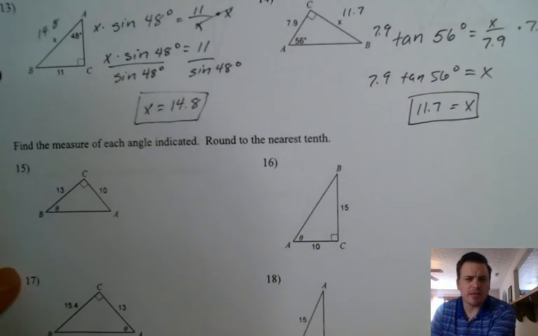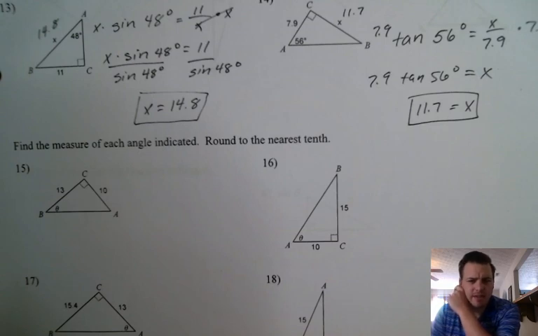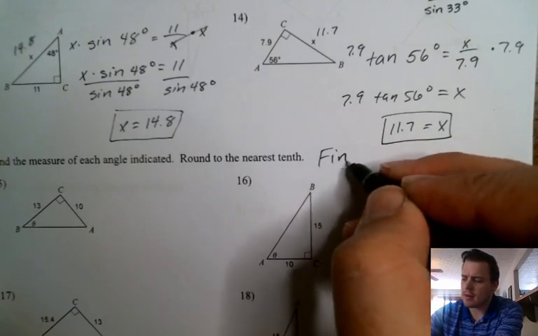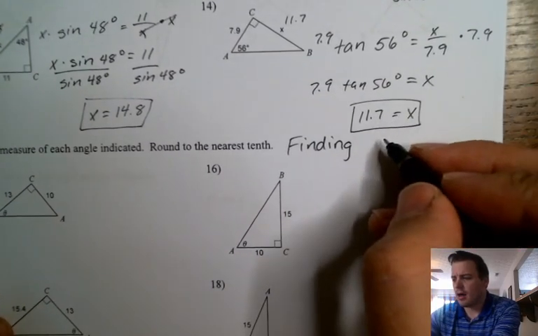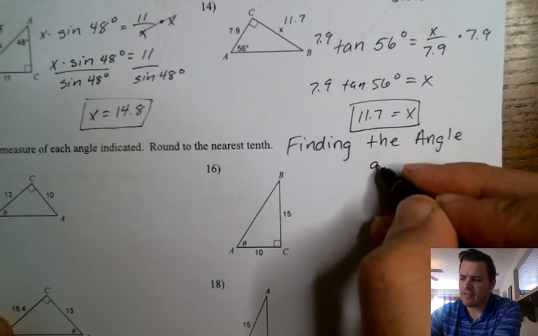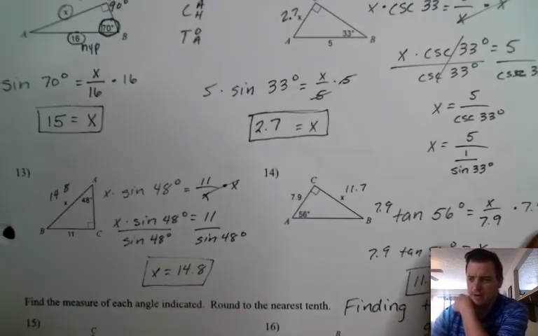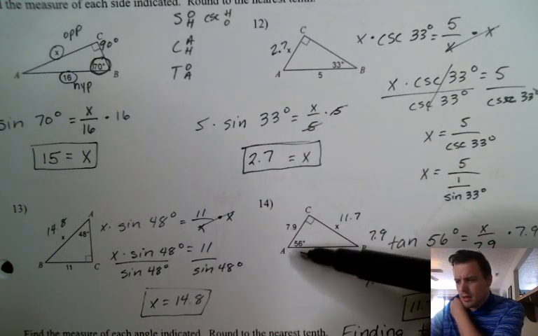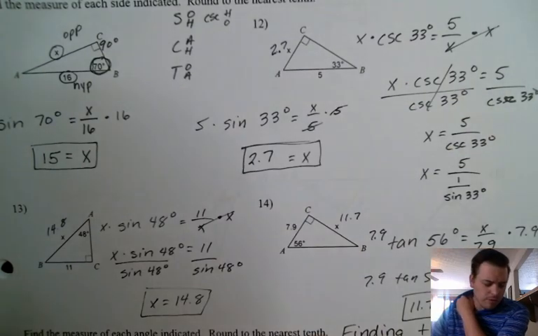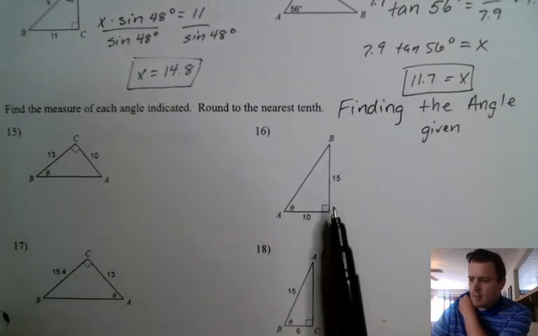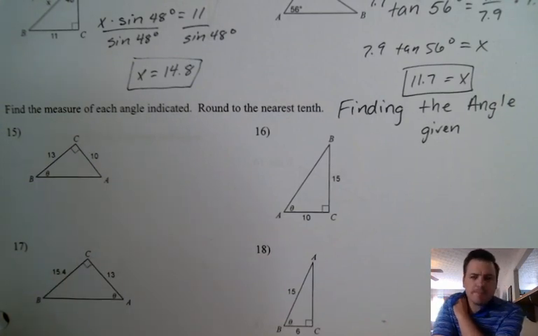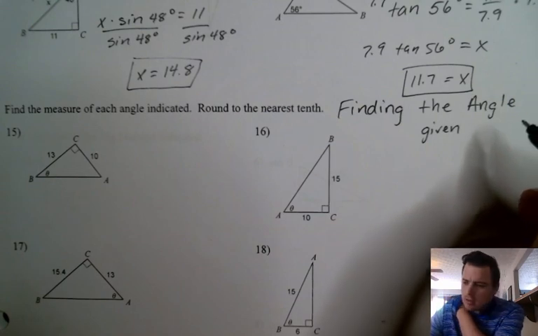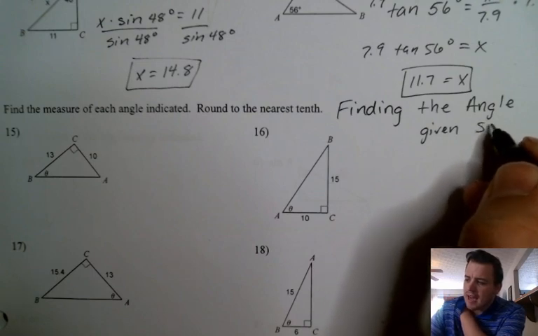Okay. This next one is find the measure of each function indicated. Round to the nearest tenth. All right. So this is finding the angle given. What are we given here? Like up here, we're given side, angle. Side angle right here. What are they giving us down here? It should be side angle side.